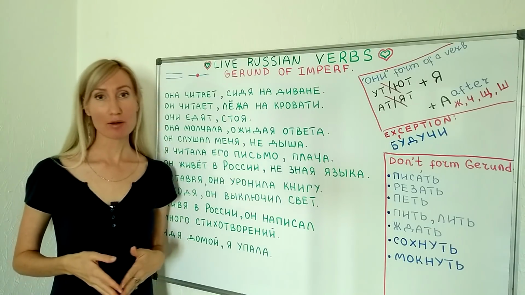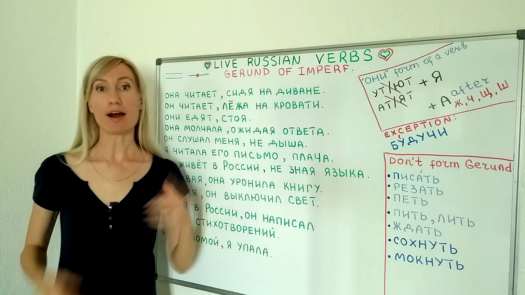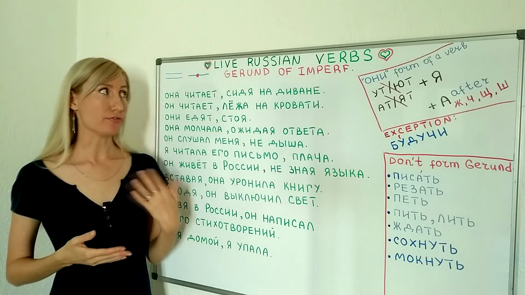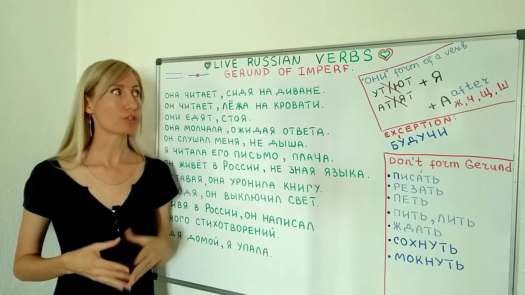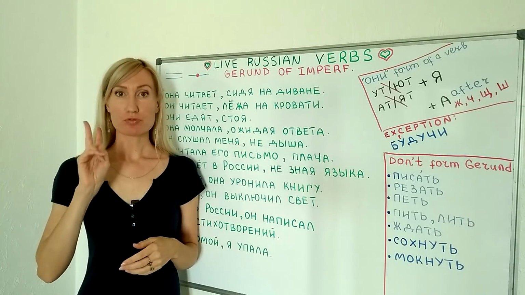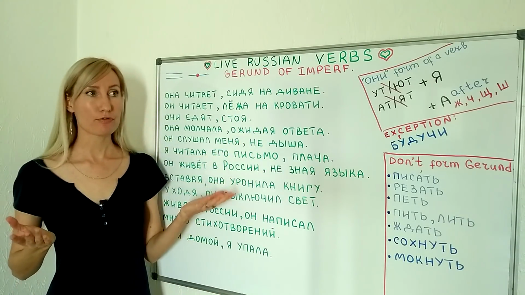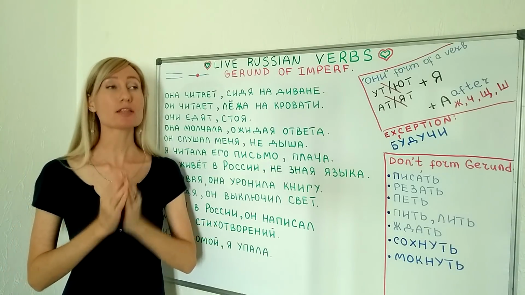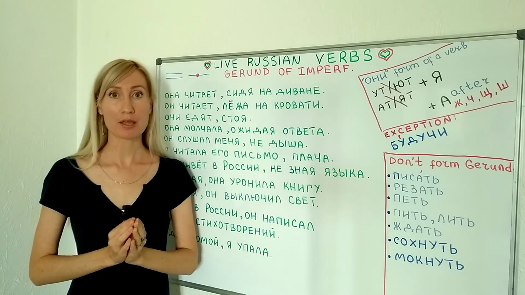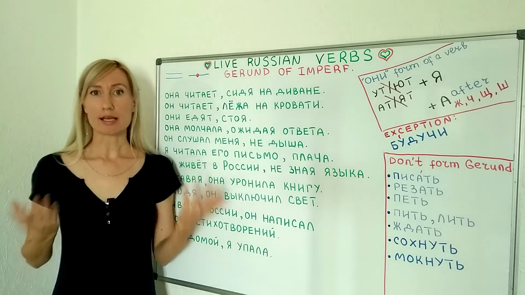Today we will be talking about a form of Russian verbs which is called gerund. In other grammar books, you may see another name, adverbial participle, which is more complicated, so I stick to gerund. There are two types of gerund in Russian: imperfective gerund, which is formed from imperfective verbs, and perfective, which is formed from perfective verbs. But what is this gerund? How can we understand it?